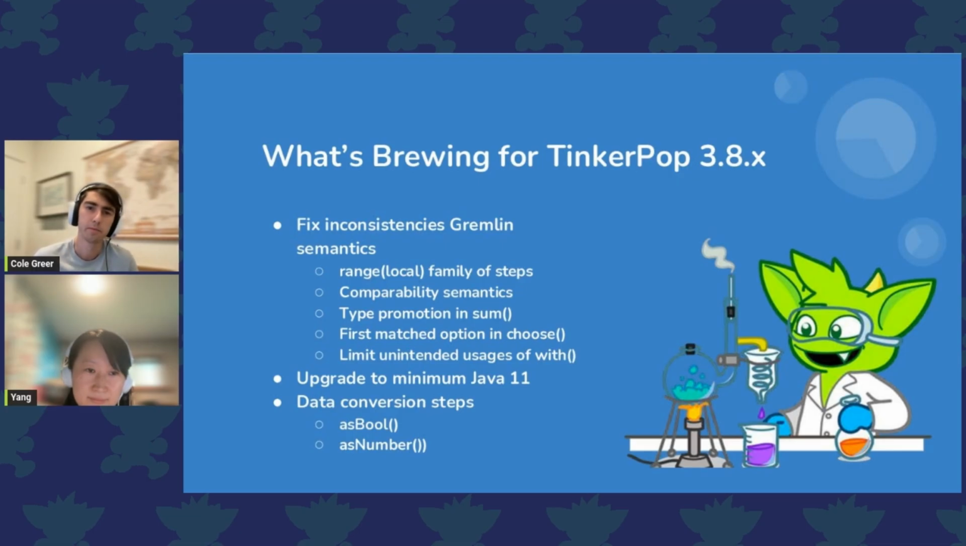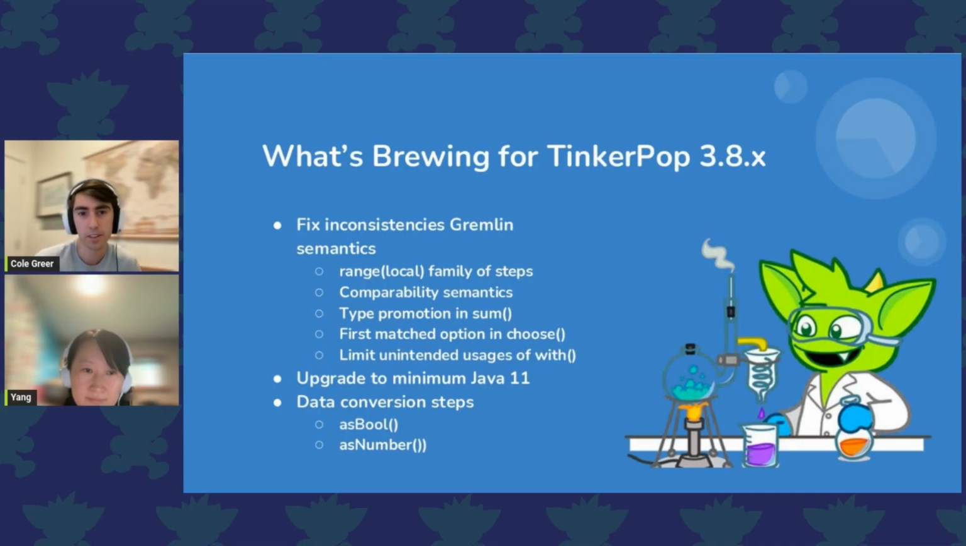So there's been a lot of long-standing pain points in some of the step semantics. Some of them are newly surfaced as well. The main focus with 3.8 is just to try and stabilize those as much as possible, to get the language into as clean of a state as possible.